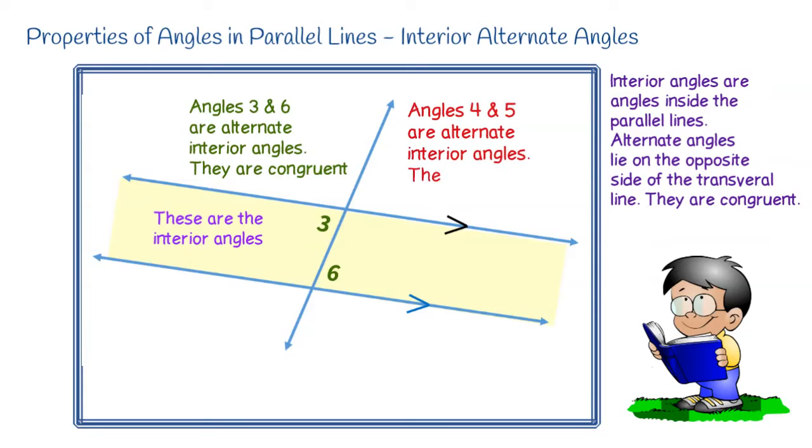Angles 4 and 5 are alternate interior angles. They are congruent. They have the same measures.